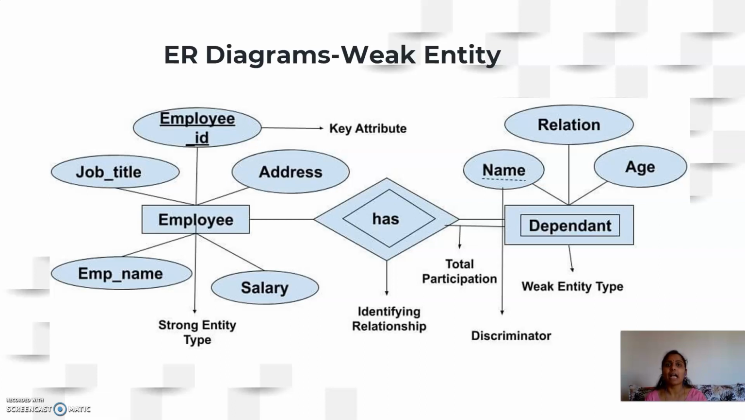So with this, I am concluding today's session. Hopefully you understood the different types of relationships based on the degree, the cardinality ratio, the participation constraints, and the types of entities classified as strong and weak entities.